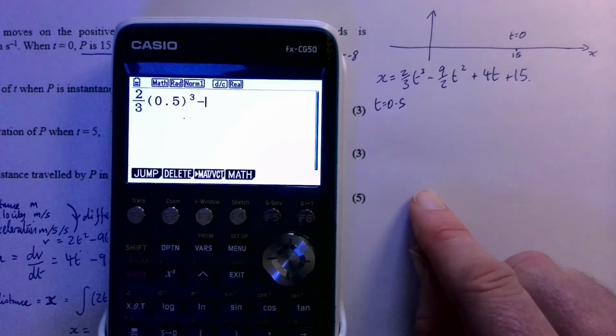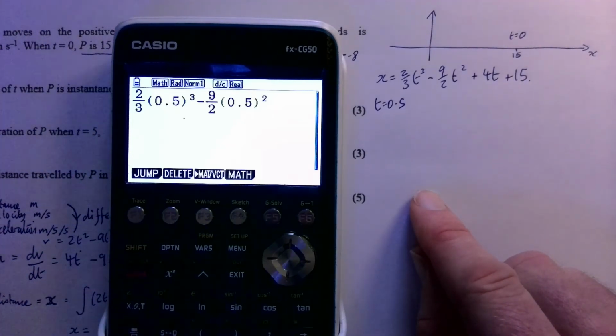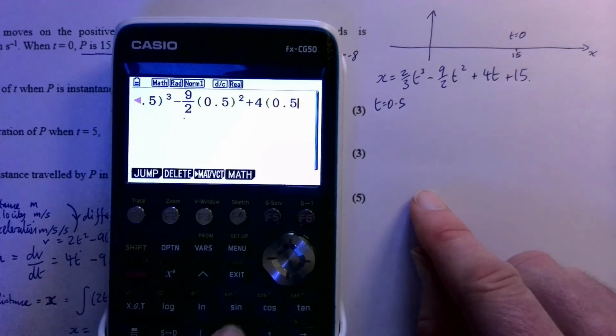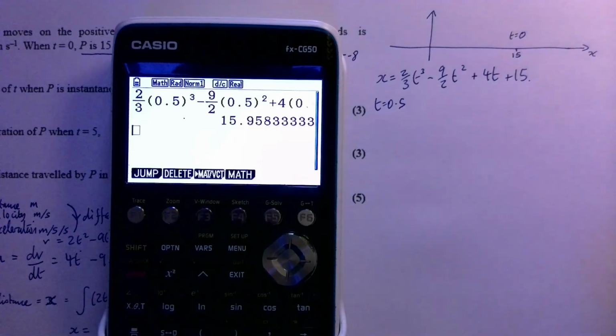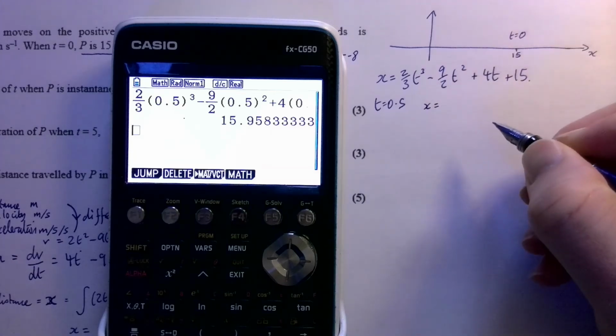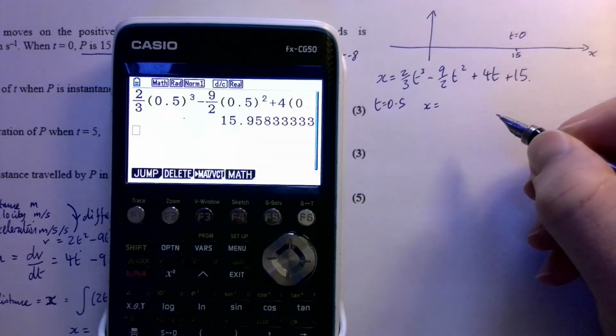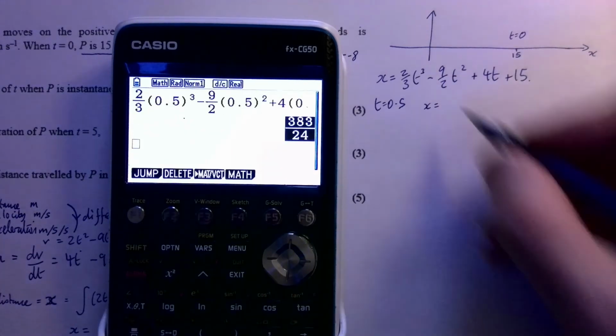Then come out of that, take 9/2, brackets 0.5 for my t squared, plus 4, and I'm just going to do the same thing again, brackets, put the 0.5 in there, and then plus 15. And that gives you x being 15.9583.